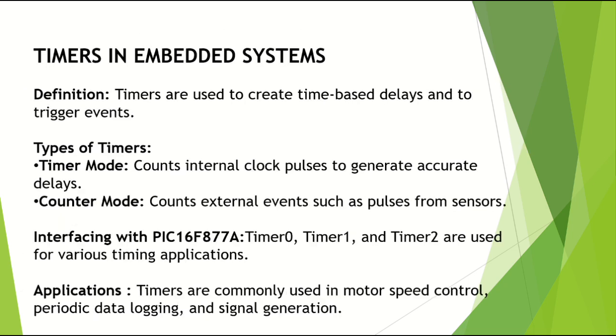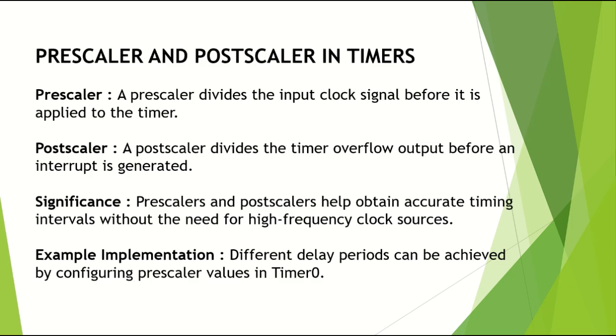Prescaler and postscaler in timers. The prescaler divides the input clock signal before it is applied to the timer. The postscaler divides the timer overflow output before an interrupt is generated. The significance is that the prescaler and postscaler help obtain accurate timing intervals without the need for high frequency clock sources. As an example of implementation, different delay periods can be achieved by configuring prescaler values in Timer 0.